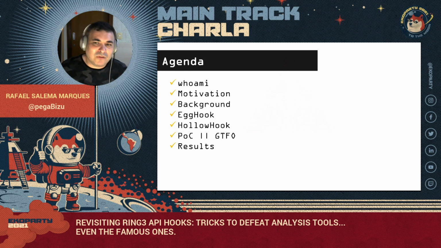Firstly, I will present myself. Then we will talk about the motivation and relevance of the subject. Next, we will lay out some background knowledge regarding API hooks. We will do a fast review of the classic hooks and detection approaches. Then we present the idea behind our variation techniques. We call them egg hook and hollow hooks. Not a big deal, the names don't matter, just to differentiate between them. And next we will present some proofs of concept bypassing the detection of a famous tool, and we will finish the talk presenting some bypass results against other tools.